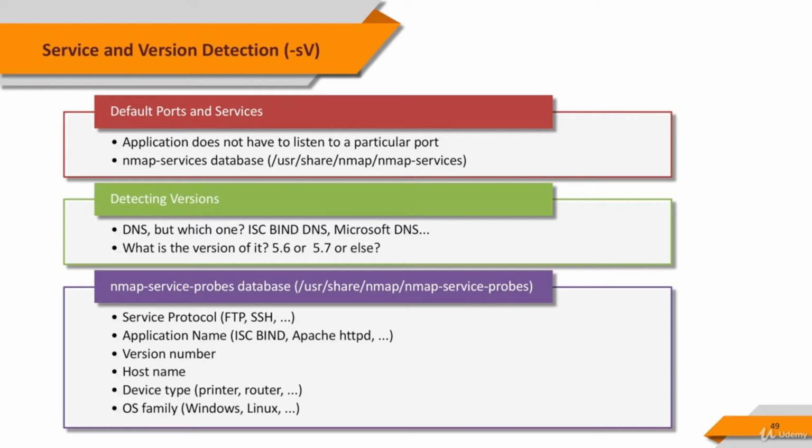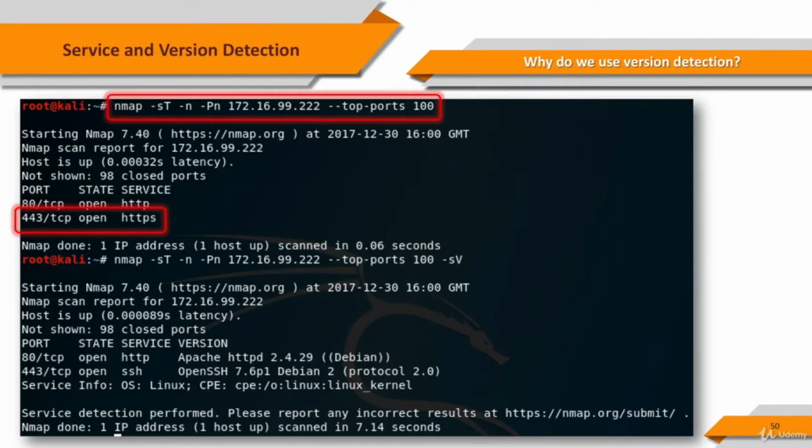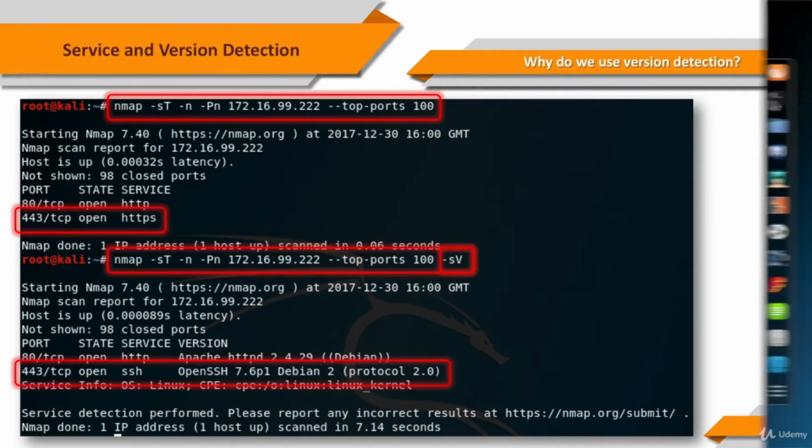The Nmap Service Probes database contains probes for querying various services and match expressions to recognize and parse responses. Nmap tries to determine the service protocol, for example, FTP, SSH, Telnet, HTTP. The application name could be ISC BIND, Apache HTTPD, Solaris telnetd. The version number, host name, device type, something like a printer or a router, and the OS family, you know what that is, Windows, Linux, etc. So let's see how to use service and version detection in Nmap and why it's important.